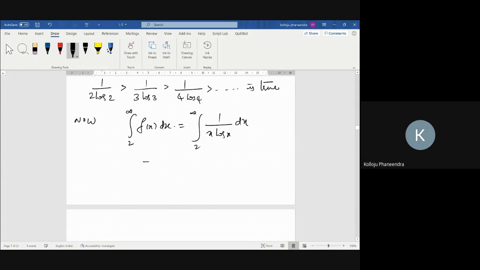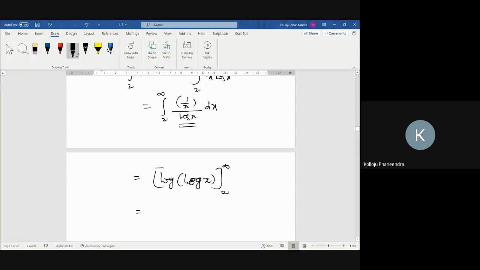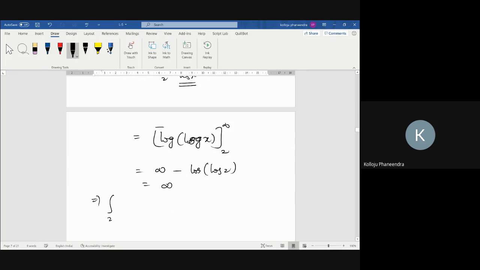Then this can be taken as 1 by x divided by log x, isn't it? And what is the log x derivative? 1 by x. It is there in the numerator. Therefore, after integration you will get log of log x, between the limits 2 to infinity. That implies upper limit infinity, lower limit log of log 2. Anyway, what is this value? Infinity. Therefore, integral 2 to infinity f of x dx is divergent.